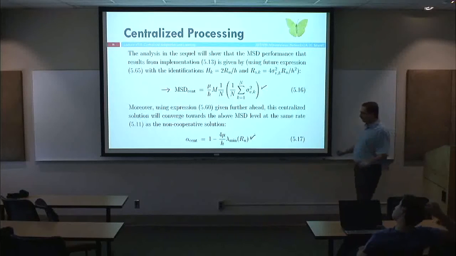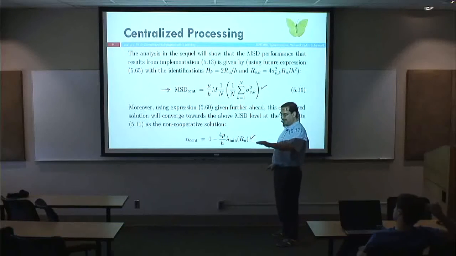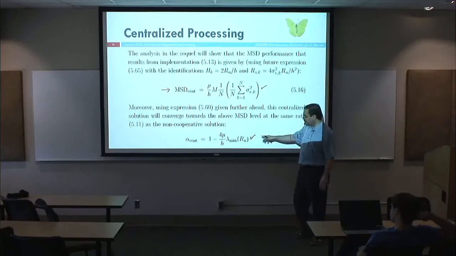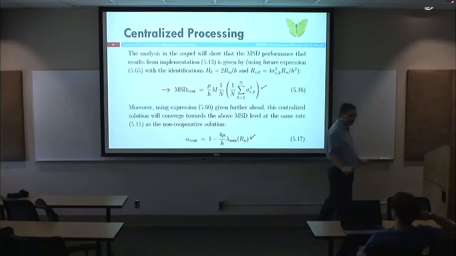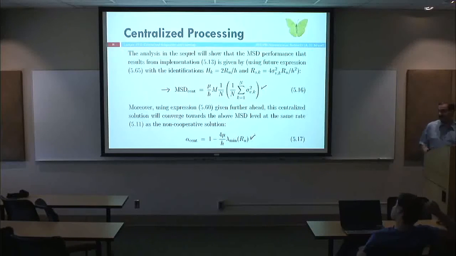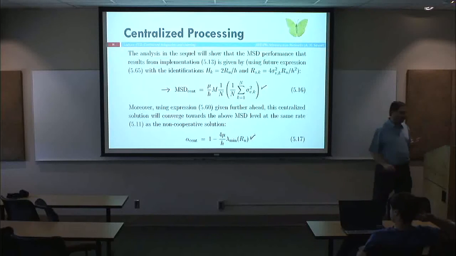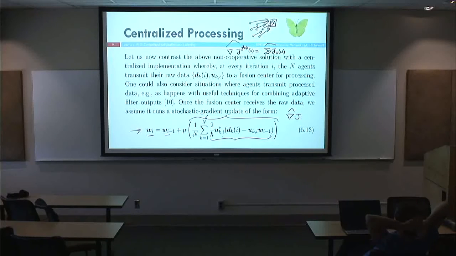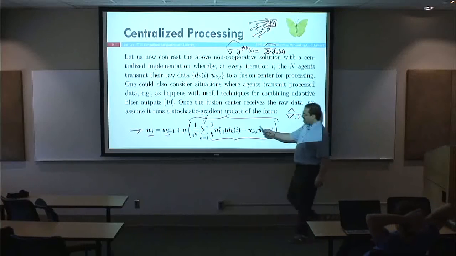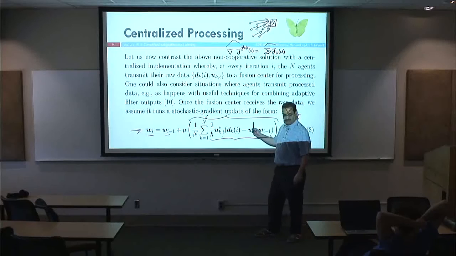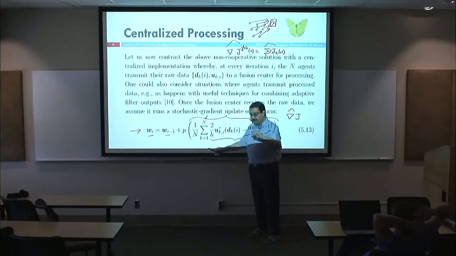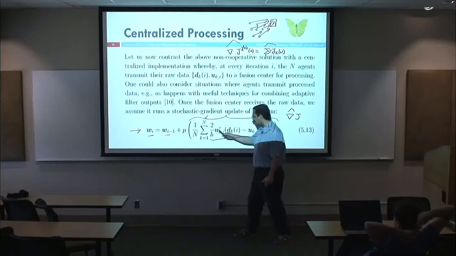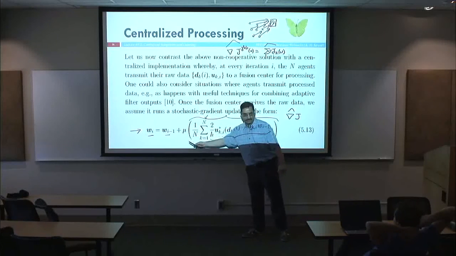If you compare the convergence rate with what we had in the non-cooperative case, each individual agent and the centralized solution all have the same convergence rate. But what about the MSD level? Of course, it is still the same if you implement your centralized algorithm in this manner, where I added the 1 over n to play the role of an averaging factor. While the individual non-cooperative solution used mu, the centralized solution is using mu over n.